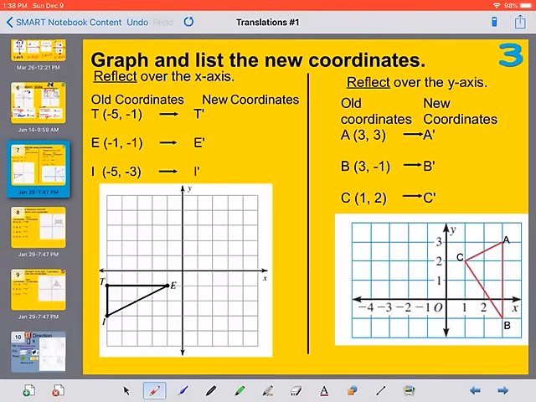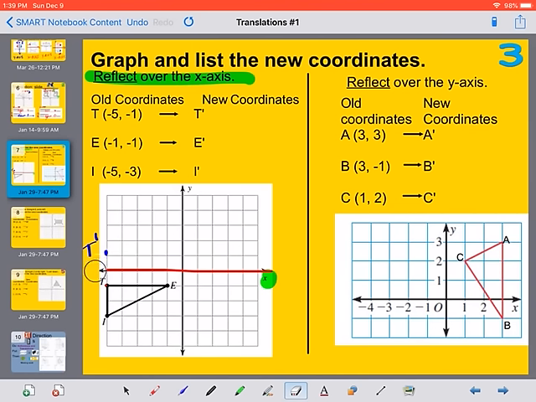Alright, now we're going to actually do some transformations here and reflections. It says graph and list the new coordinates. Reflect first over the x-axis. So we're going to flip over this line right here. Our old coordinates they gave us, we're going to have to find the new ones in a minute. So, an easy way to do this is to count. From the x-axis, we're one space away here, so going one space in the other direction, that's where our new T would be, and we call it T prime, because that's our new point right there.